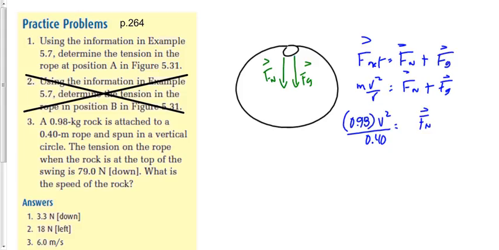The normal force, oh wait, we do have the normal force. It's 79 newtons. That's the tension in the rope. And the force of gravity is 0.98 times 9.81. Let's worry about negatives and positives here. Gravity, first of all, because that's the easy one. Is gravity going to be negative or positive? Negative, because it's acting downwards, right?